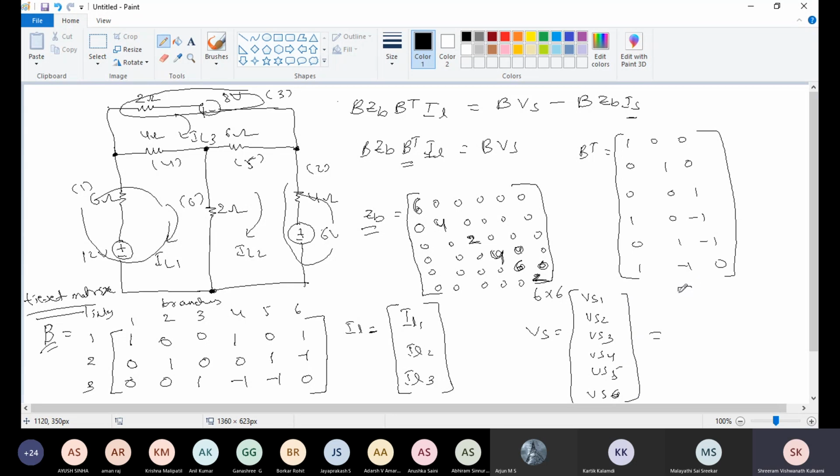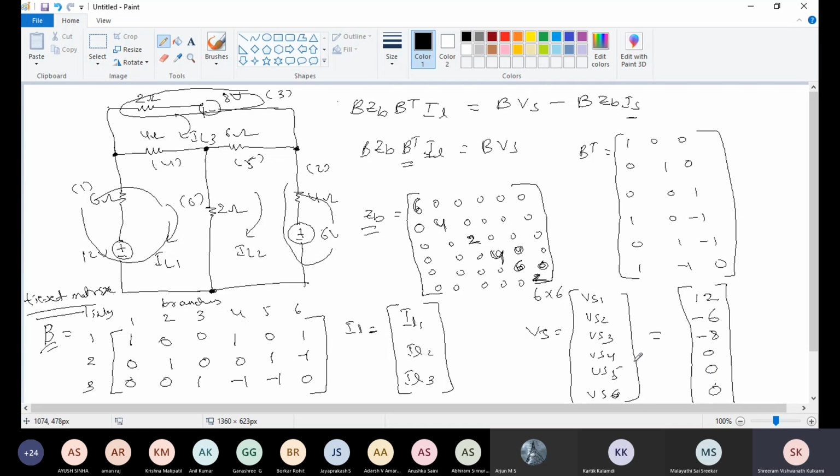See the network and tell me what the values are. VS1, branch 1, source voltage 12. Then VS2, branch 2, source voltage -6. Why? Because we are seeing from this path, 1, 2, 3. Then VS3, -2 plus 8, that is -8, then 0, 0, 0. So 1, 2, 3, 4, 5, 6. See, this is my VS vector.